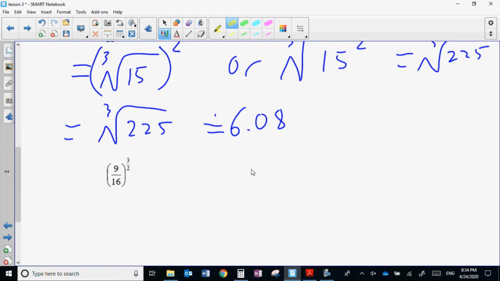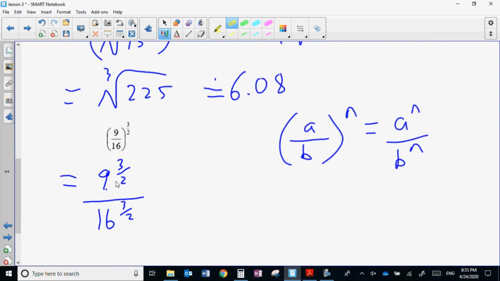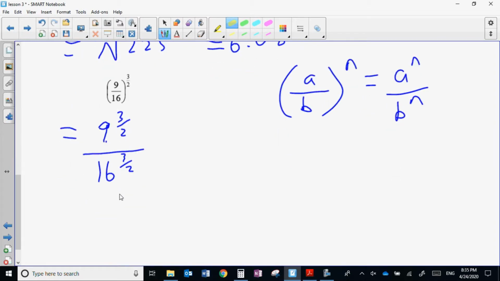Okay, now we've got a fraction, 9/16 to the power of 3/2. Well, now I can start thinking about some other things I've learned about fractions, and that's this little rule that we've talked about already. So I can apply that here. This is 9 to the power of 3/2 divided by 16 to the power of 3/2. Notice I'm not doing a very good job of making my exponents look like exponents. That's 9 to the power of 3/2, not 9 3/2, which would kind of be ridiculous too.